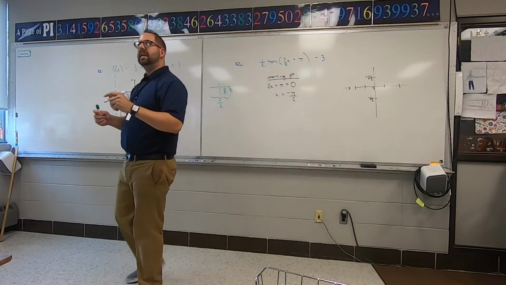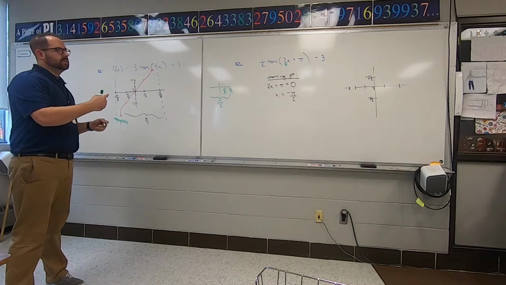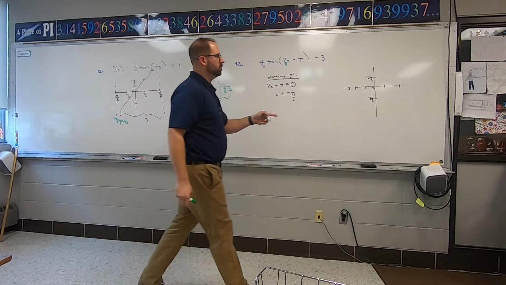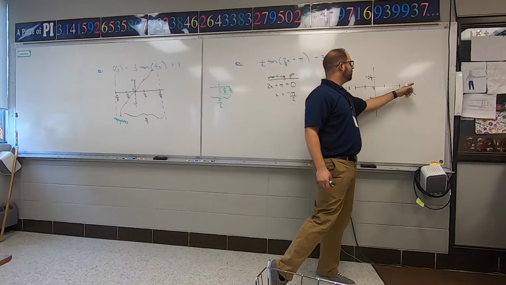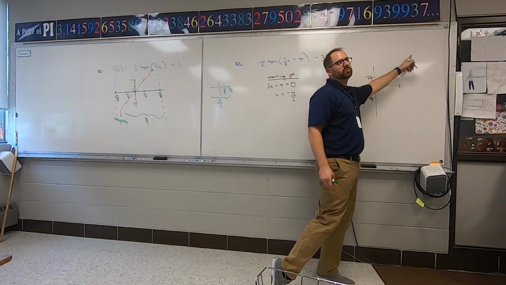So again, negative pi over 2 is shifted to the left. So the 0, 0 is like over here somewhere, because I go over pi over 2 and then go up 3. 0, 0 is like up here somewhere.